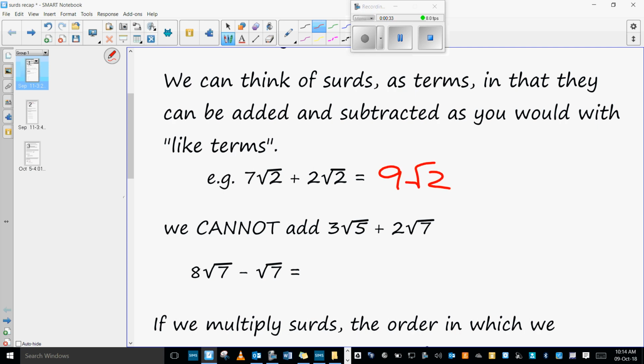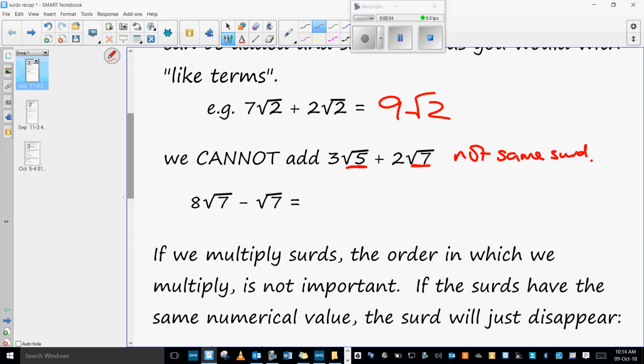Why can't we add 3 root 5 and 2 root 7? There are no like terms, it's not the same surd. What about 8 root 7 minus root 7? 7 root 7, okay good.